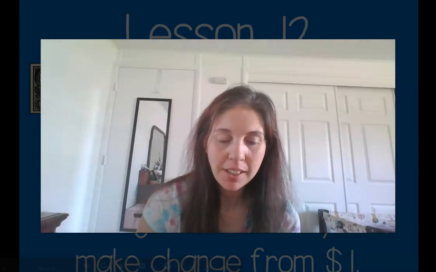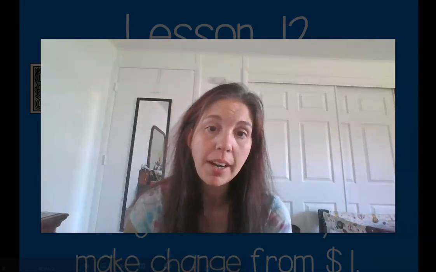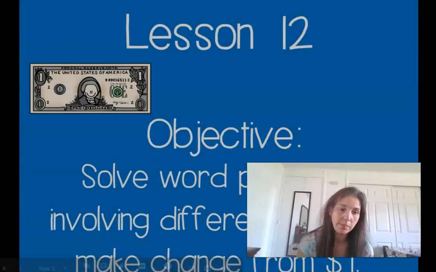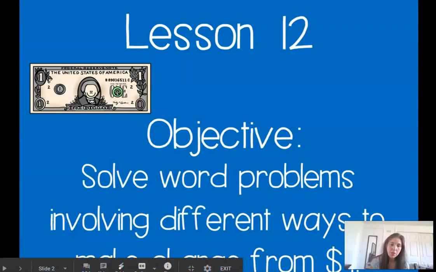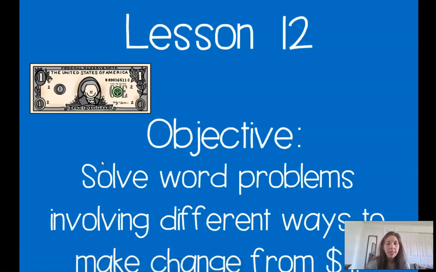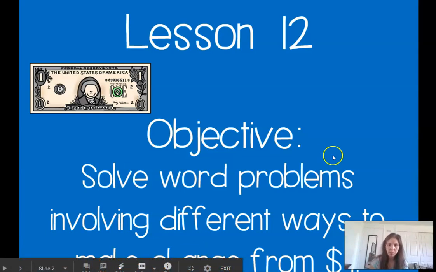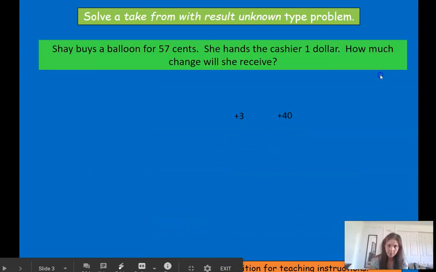Let's look at our objective. It would be helpful if you had a piece of paper or something to write on and something to write with. Our objective for today is to solve word problems involving different ways to make change from $1. Okay? So we will be working on word problems.